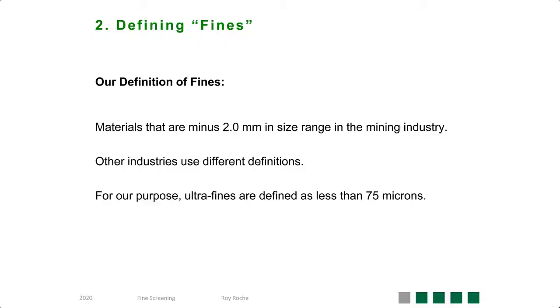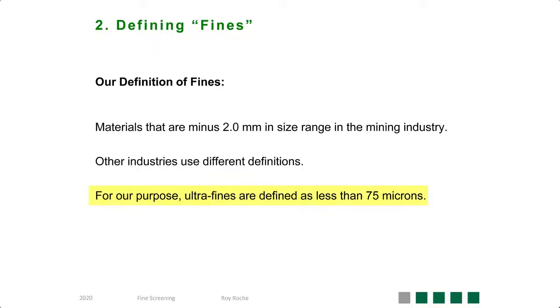The way Multitech defines fines, in terms of the mining industry, we look at it all -2 millimeter. However, please note that in other industries this does differ, particularly in the silicate glass industry and in the aggregates. Also on some continents it differs, because in Australia, for example, they look at the -1 millimeter as fines, and in some other places they look at the -0.5 millimeter as fines. For our purposes, we define ultrafines as -75 microns. However, we'll not be looking at that today.